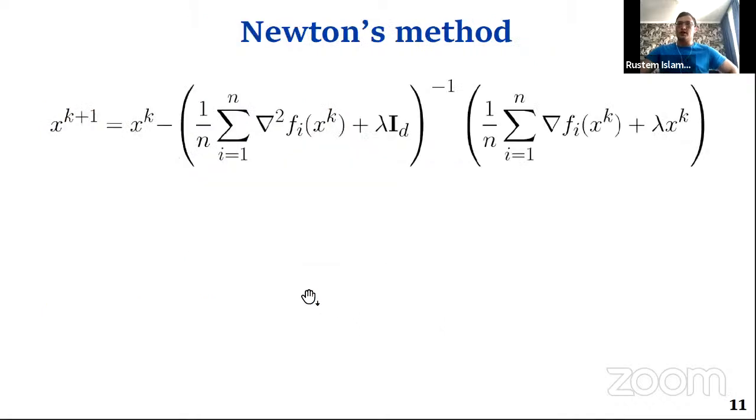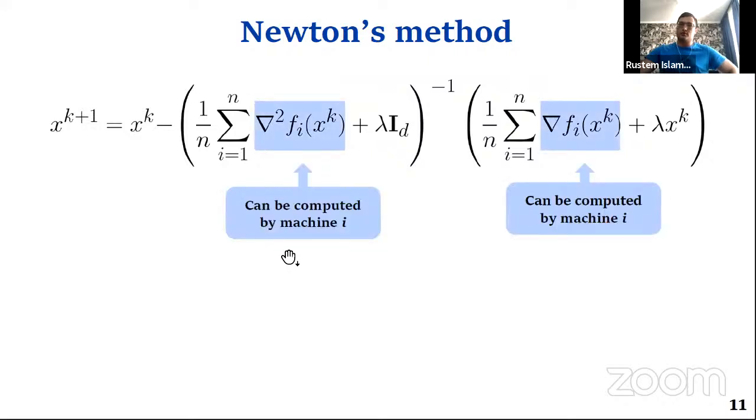And now let's look at Newton's method again. As I said, each node should compute the local gradient and local Hessian. Then the node should broadcast them to the server. The server aggregates them and performs the Newton step.